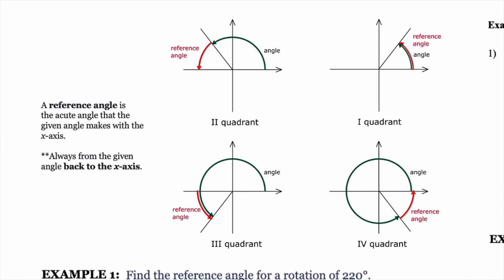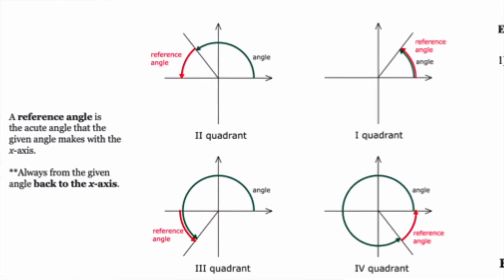The next thing, turn it over or open it up. We have 4 quadrants. Top right is quadrant 1. Top left is quadrant 2. Bottom left, quadrant 3. Bottom right, quadrant 4.